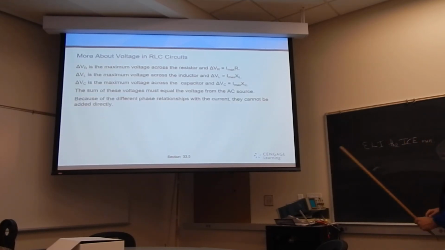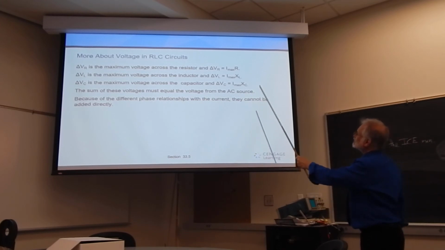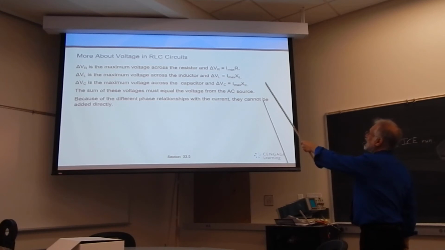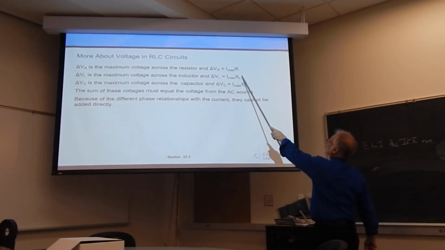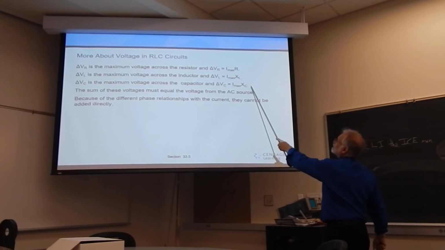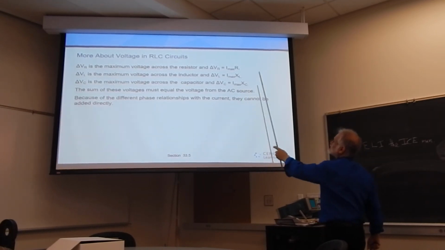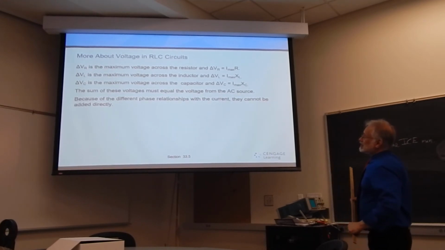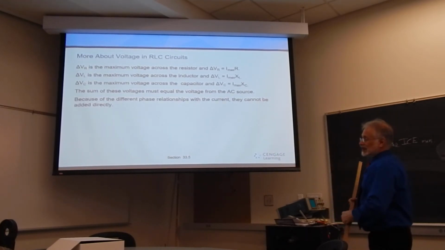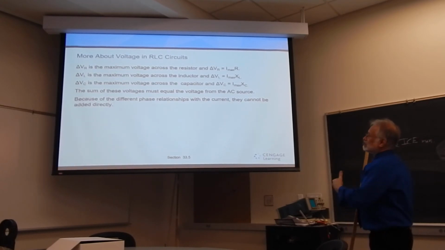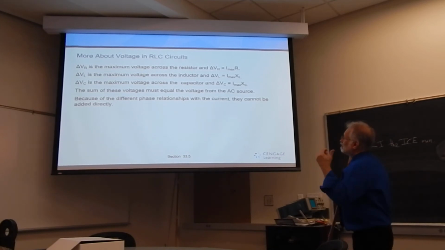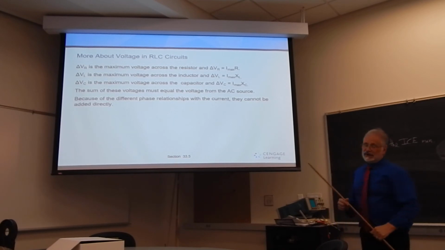And so we can say that, first of all, the maximum voltage across the resistor is I max times R. Maximum voltage across the inductor is I max times the inductive reactance. And then, of course, same thing for capacitance, I max times capacitive reactance. When I add those three together, I should get the voltage coming out of the AC source, because what's dropped across one isn't dropped across the other. If I add all three of the drops for capacitor, resistor, and inductor, all of that should be equal to what's coming out of the source.